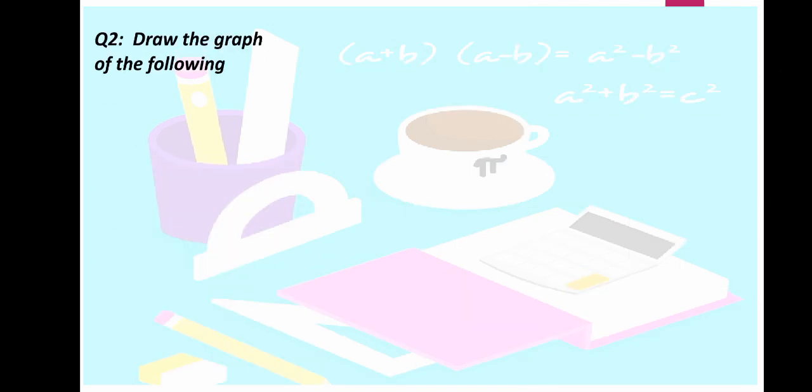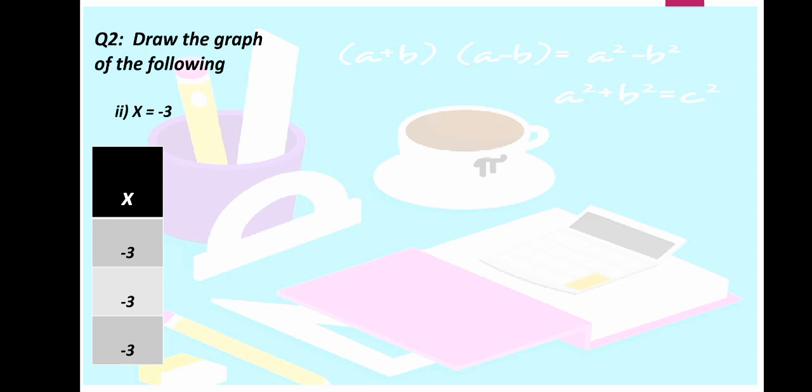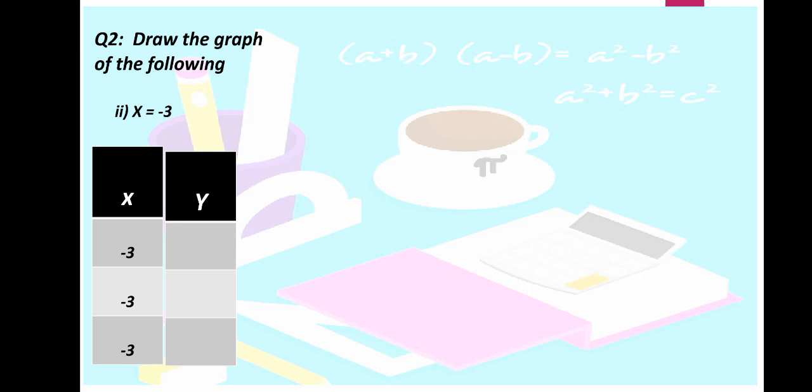Question number 2, second part, x is equal to -3. Here again x is having a constant number. So the first column will have 3 values: -3, -3 and -3. For the y column take randomly any value that is positive, negative or 0. First value is 1, second is 2 and third one is 3.